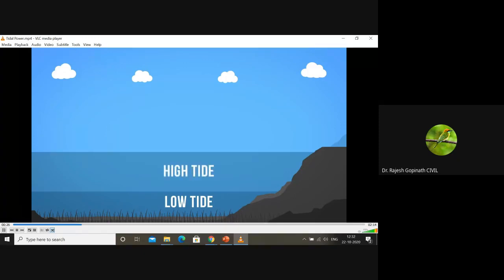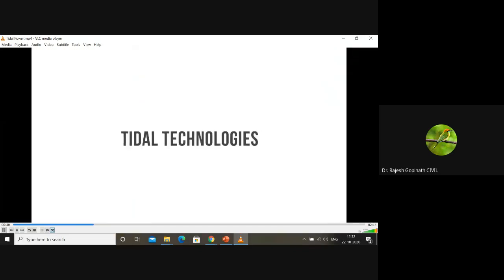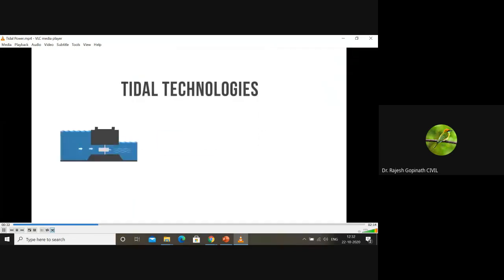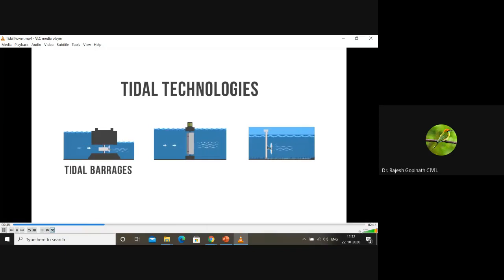The difference in water levels must be at least 5 meters high to produce electricity. Tidal electricity can be created from several technologies, the main ones being tidal barrages, tidal fences, and tidal turbines.